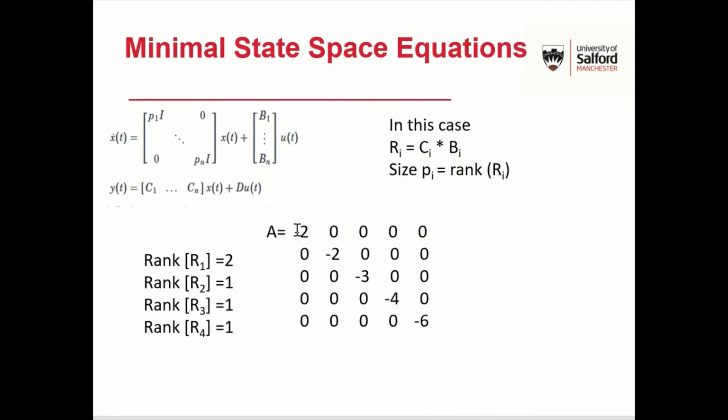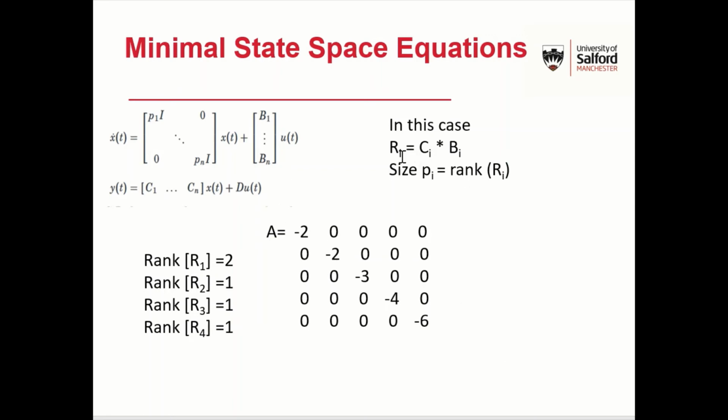First one had rank 2, so we're going to get 2 minus 2s. R1 had rank 2, so it's 2 of them. R2 only has rank 1, so it's 1 minus 3. R3 had rank 1, so it's only 1 minus 4. And R4 had rank 1, so it's only 1 minus 6. So this is our A matrix. The A matrix just comes from the rank of the different R's. If it's got rank 2, it has 2. If it has rank 1, it's 1. And those are associated with minus 2s, minus 3s, minus 4s and minus 6, the four calculations we did.